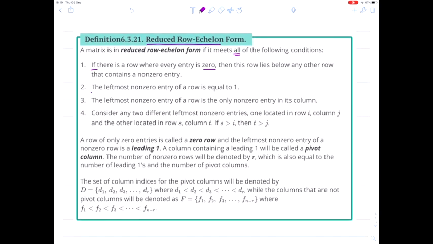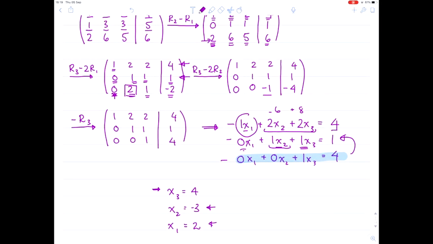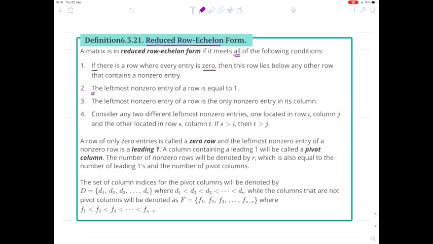Now we look at the form that we're going to have for any row that isn't zero. The leftmost non-zero entry of a row is equal to 1. So that corresponds to what we did here, where our leftmost entry in any row was a 1. So we do row operations until we get there. The next bit is the leftmost non-zero entry of a row is the only non-zero in its column. So that's new. Okay, we haven't done that yet. We'll see how we work it.